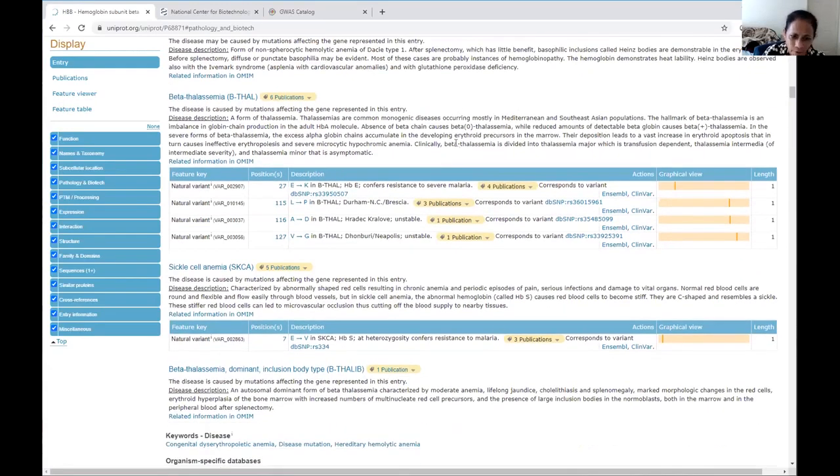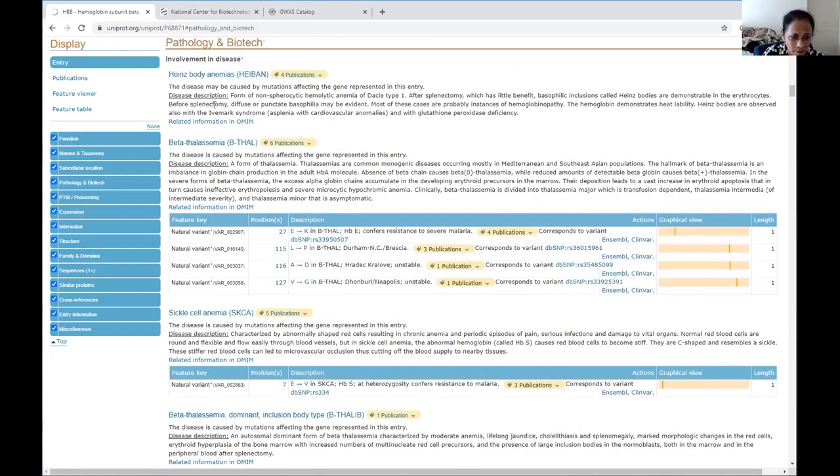The other important part of UniProt is that it gives you all the single nucleotide polymorphisms that exist and correspond to these two diseases, right? So these are all the different variants. Some of them are experimentally validated and some of them are not. This one tells you that it confers severe malaria, and if you want to see where that information is coming from, you can read these publications. So this is very, very important.